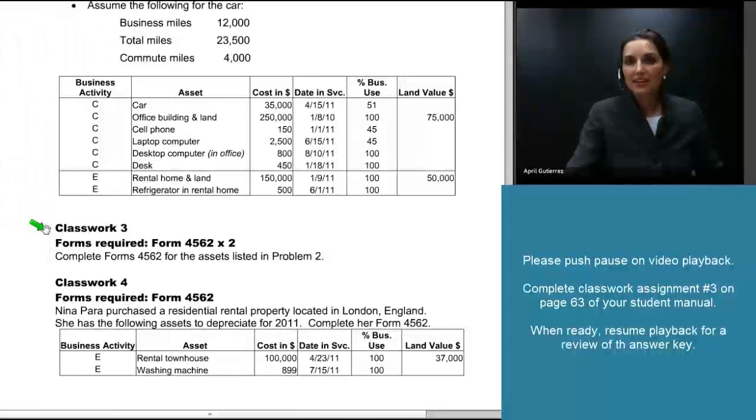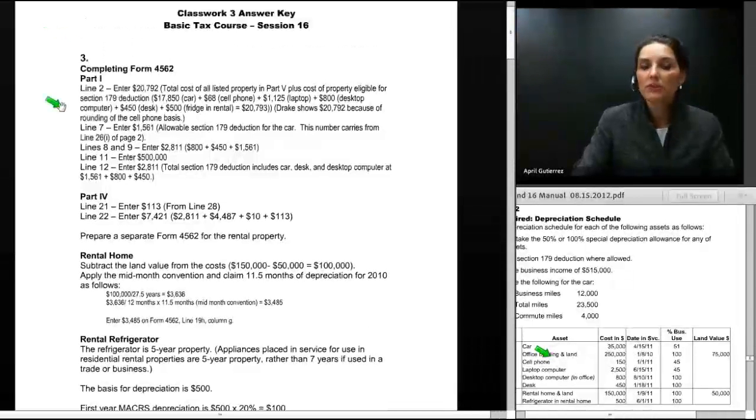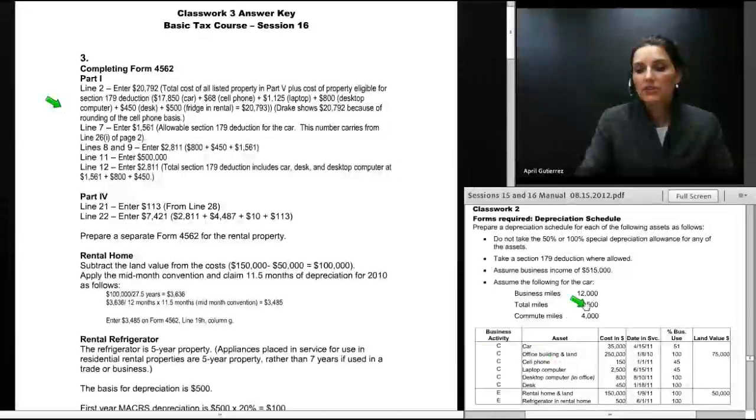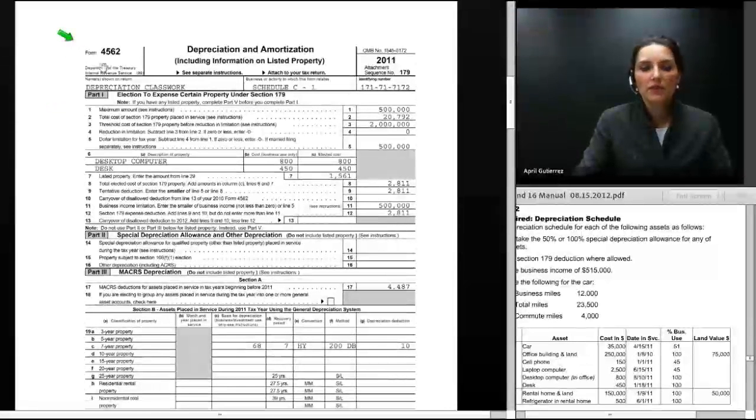And I now have the answer key for classwork assignment number 3 up on the screen in front of you. Of course, your job was to complete Form 4562 based on the depreciation information we were providing you in classwork number 2. Let's move over to the depreciation schedule. We have up on the screen in front of you now Form 4562.